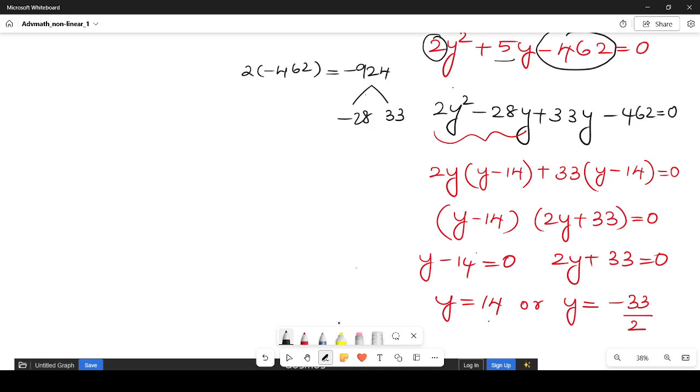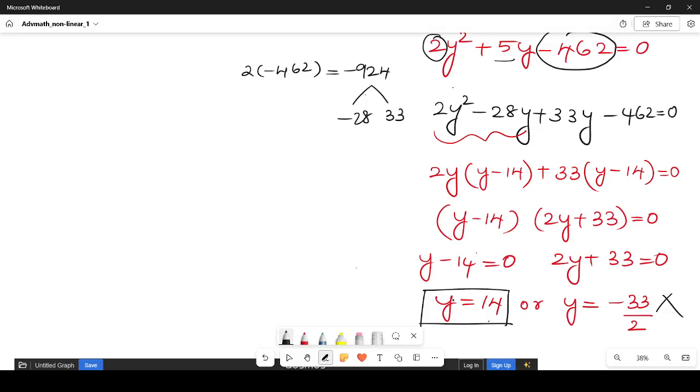But we know that the integers under consideration are positive. So y is equal to negative 33 over 2 is not possible. So we have to choose y is equal to 14. So one of the integers is y equal to 14.